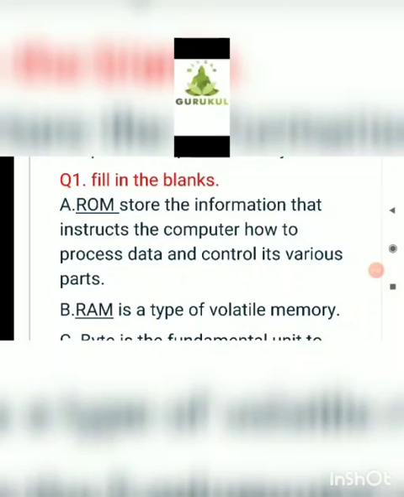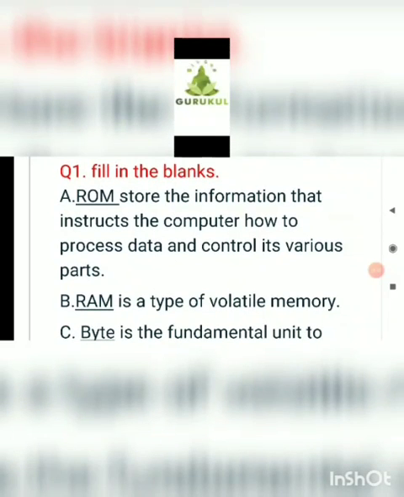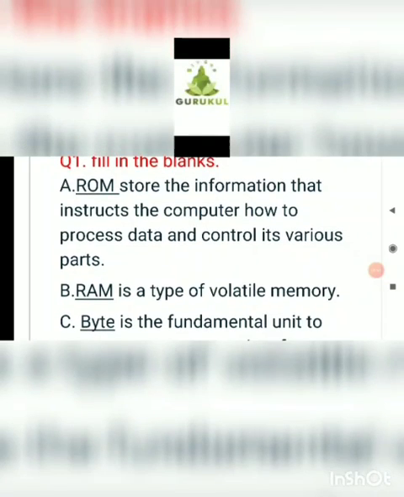First, 1A, dash, store the information that instructs the computer how to process data and control its various parts. Here the answer will be ROM. ROM means read-only memory. The main purpose of read-only memory is to store the information which will instruct the computer how to process the data and how to control its various parts.